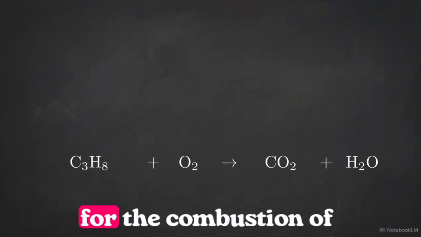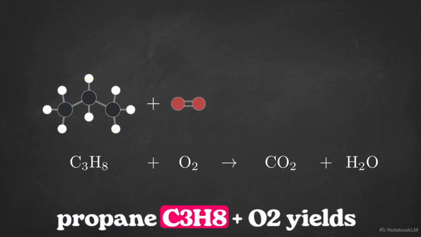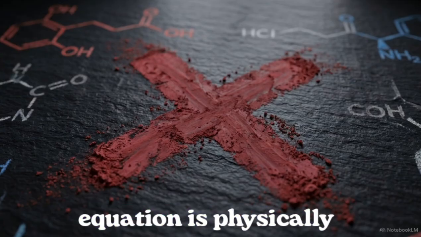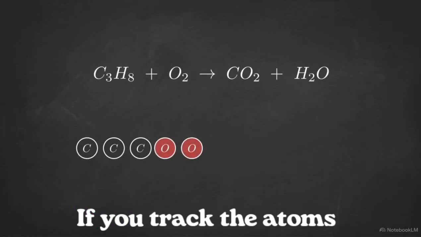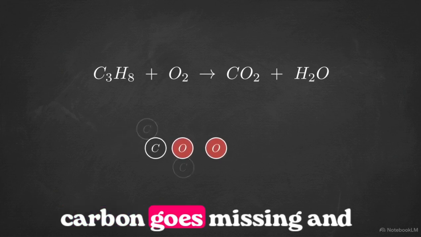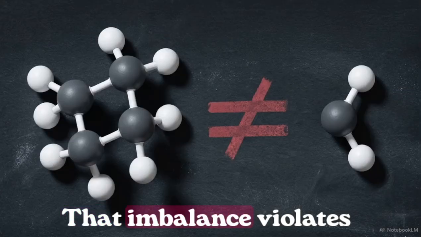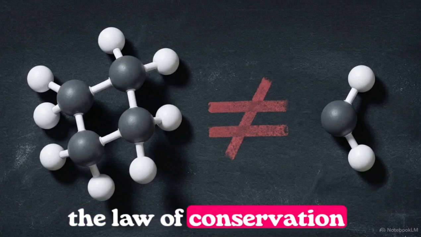Look at this equation for the combustion of propane. C3H8 plus O2 yields CO2 and water. As written, this equation is physically impossible. If you track the atoms from left to right, carbon goes missing, and oxygen miraculously multiplies out of thin air. That imbalance violates the law of conservation of mass.